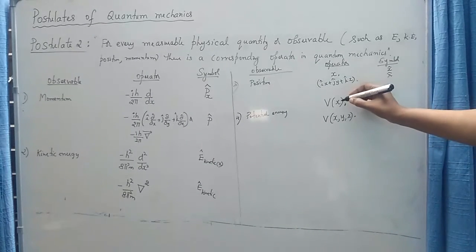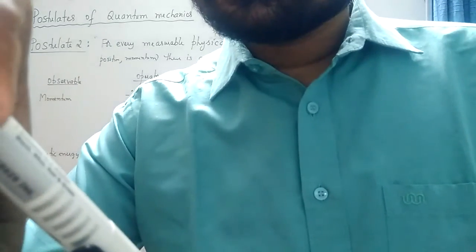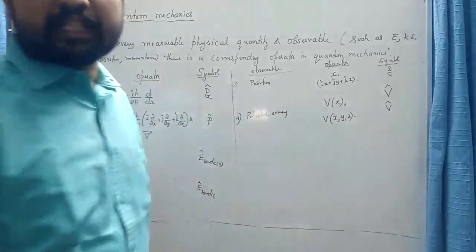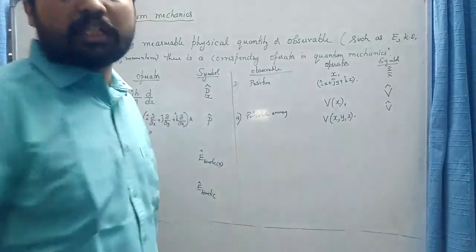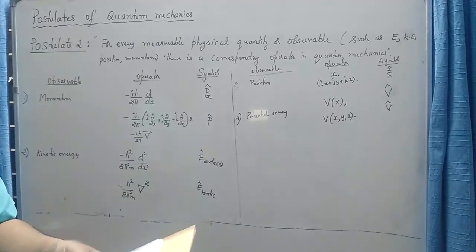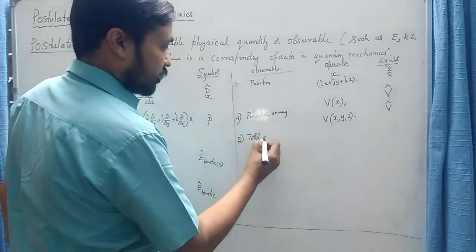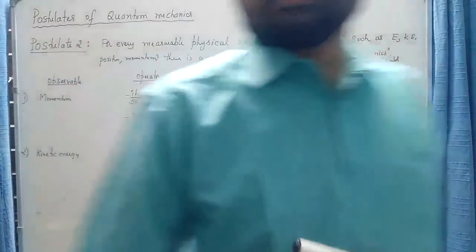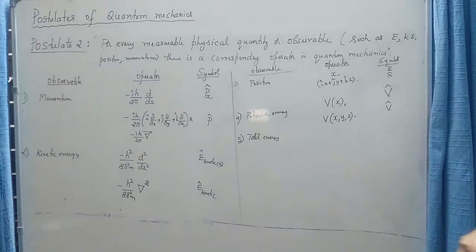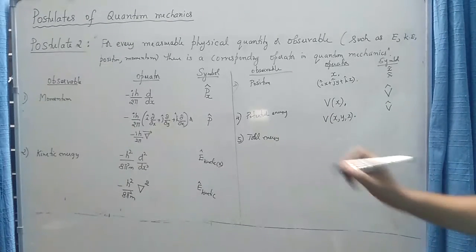So here the potential energy depends only on the x position of the particle, whereas here the potential energy depends on x, y and z, that is, the position of the particle in three dimensions. Similarly, you can write the expression for total energy. If the particle is traveling only along the x-axis, then the total energy is the sum of kinetic energy and potential energy. So the total energy operator should also be the sum of the kinetic energy operator and the potential energy operator.